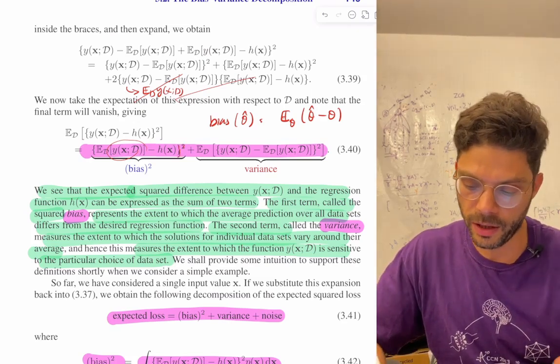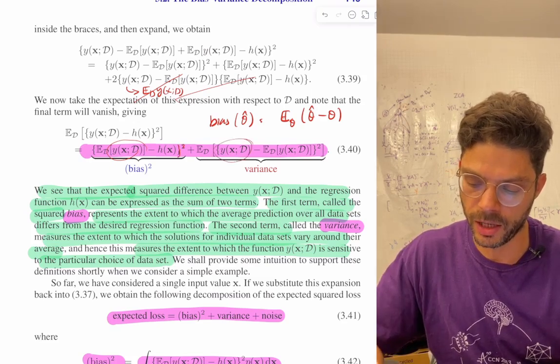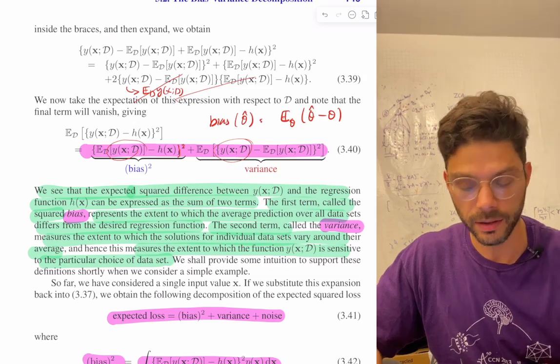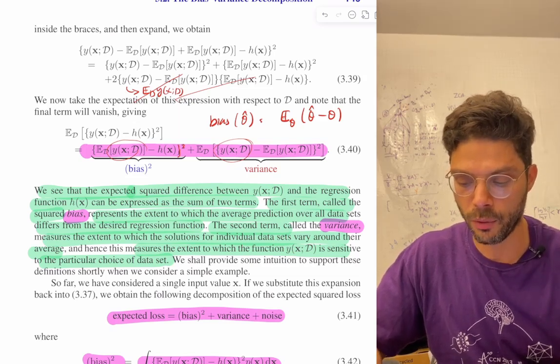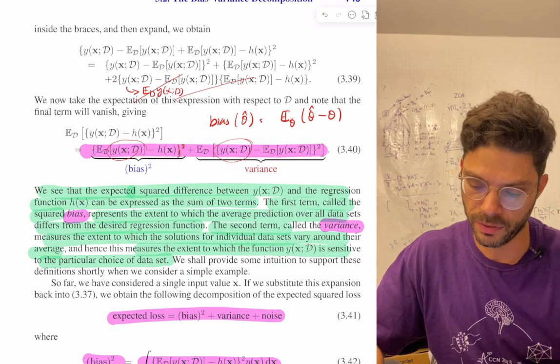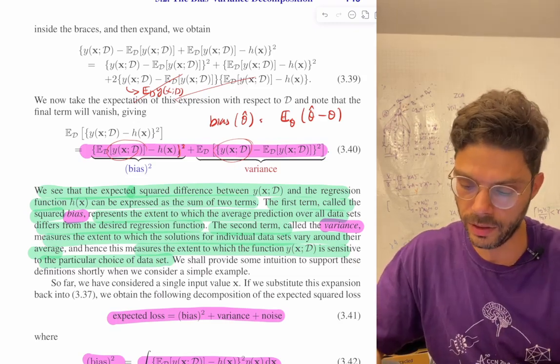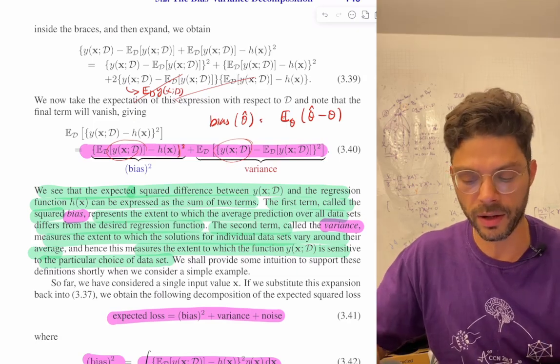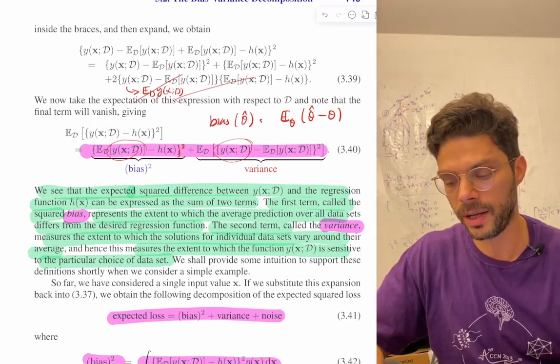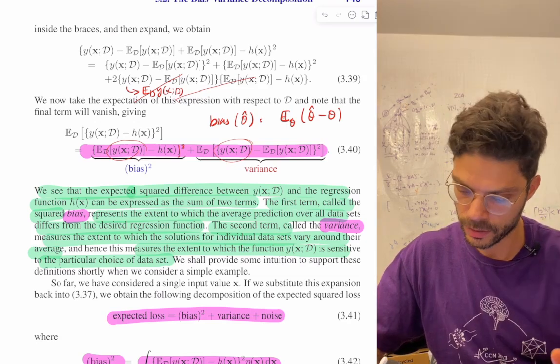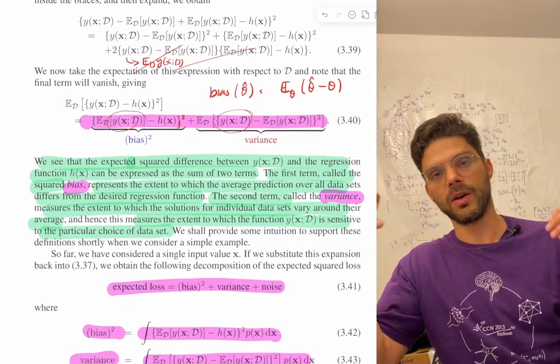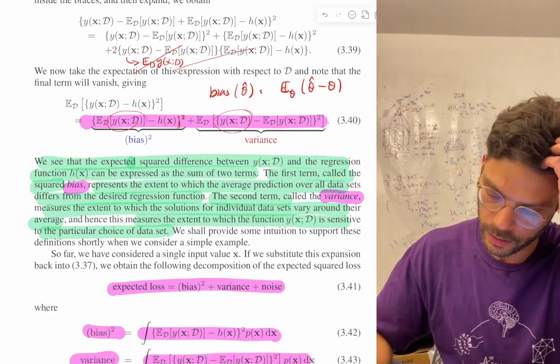And now this is just a variance, right? Because you've got some random variable, which is a function of D in this case, and we're subtracting its mean as a function of D and just squaring it. That's like a normal variance: a random variable minus its mean, squared. It's a variance. And the interesting thing is, what do these terms actually mean?